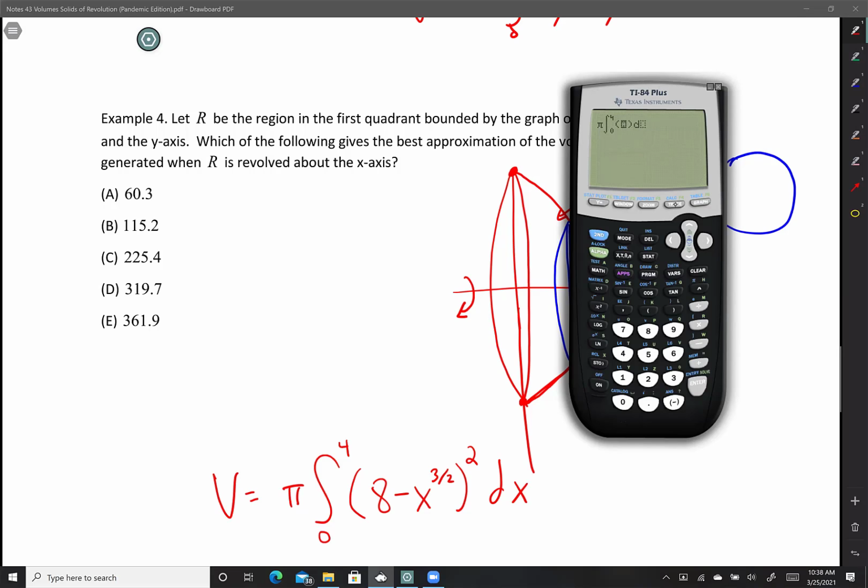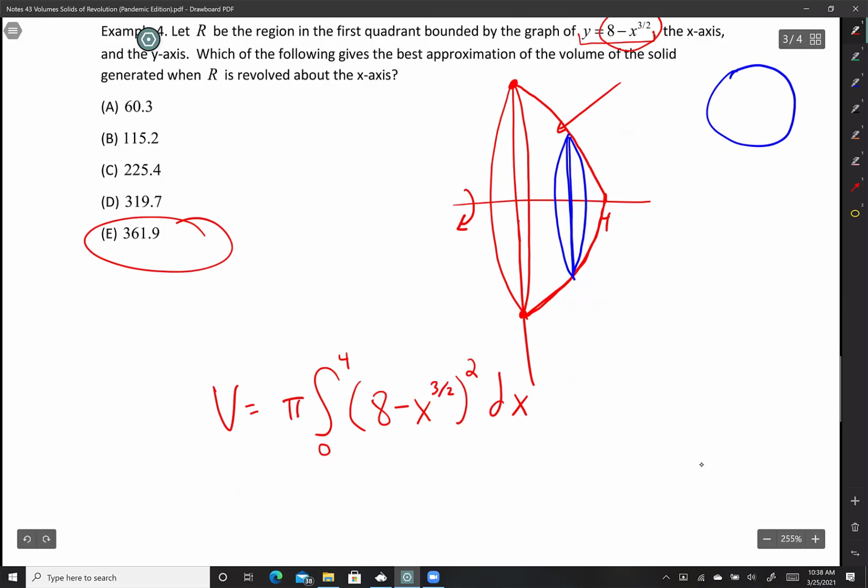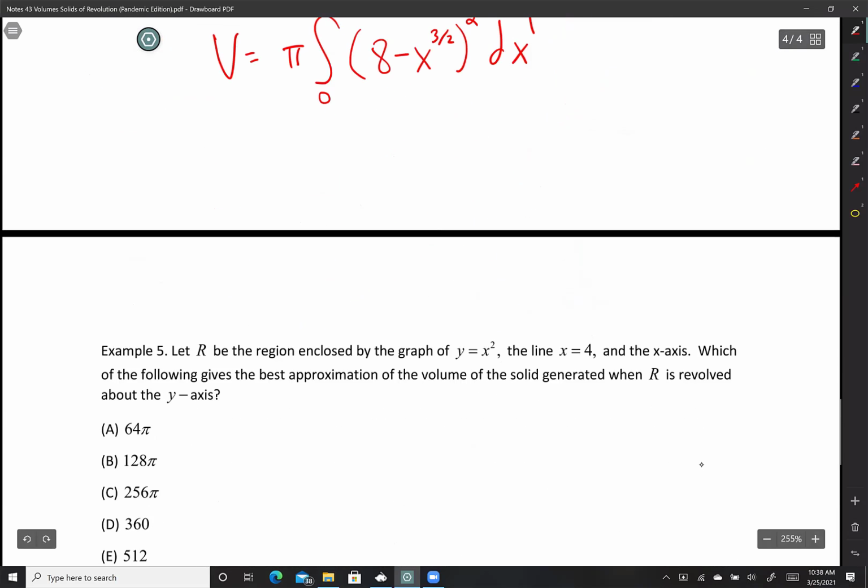Alpha trace. Sorry guys, I have to go slow here because I have to click with my mouse. Y1 squared x, and it's thinking. 361.9. There you go. All right, let's see. Do we got any more? Any more fun ones?